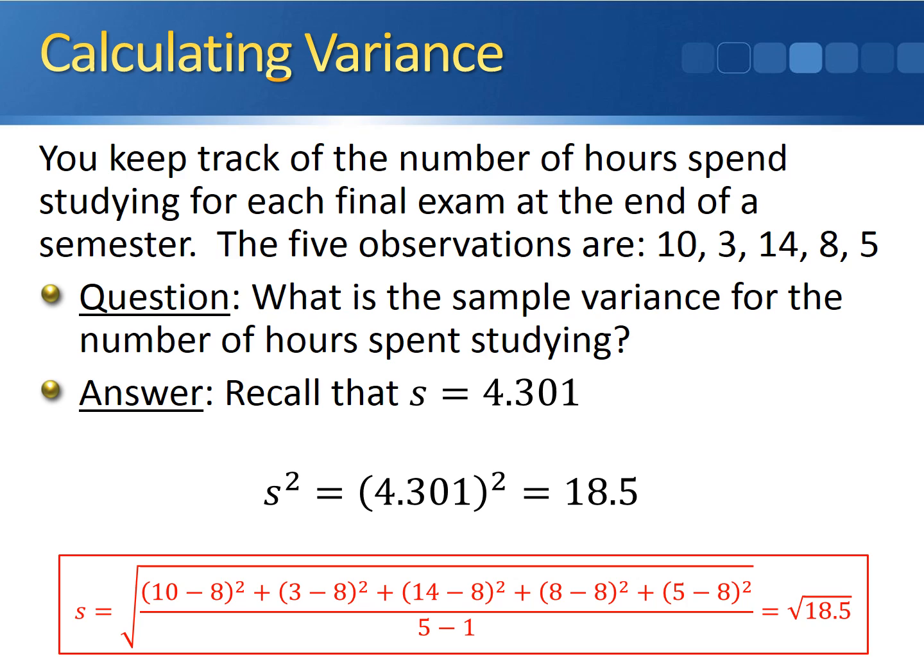So this shows you that in order to calculate the sample variance, it goes through the exact same calculation as calculating the sample standard deviation. The only difference is that you don't take the square root of the number that you end up with underneath the radical if you want the sample variance. If you want the sample standard deviation, you do take the square root of what you have underneath the radical.